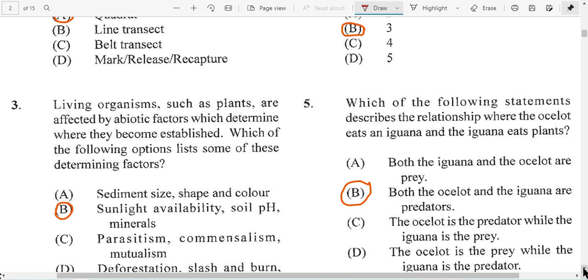Now, A, both iguana and ocelot are prey. That's not true. B is plausible there. Both the ocelot and the iguana are predators. Yes, that's true. And C, ocelot is the predator while the prey is the iguana. But what about the plant? And then we have D, the ocelot, the prey, while the iguana, the predator. What about the plant? So our best answer there is going to be B, all time, anytime. Selecting B as your answer here is going to be our answer.